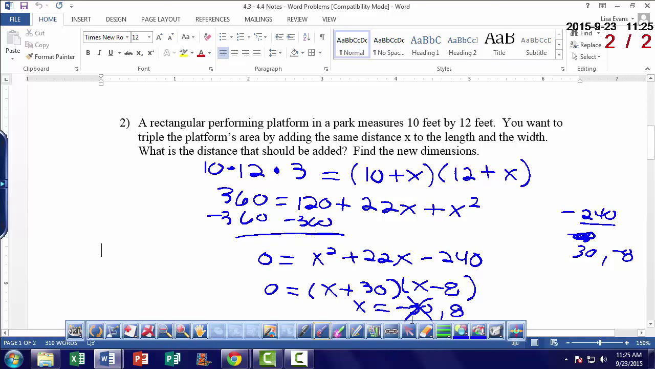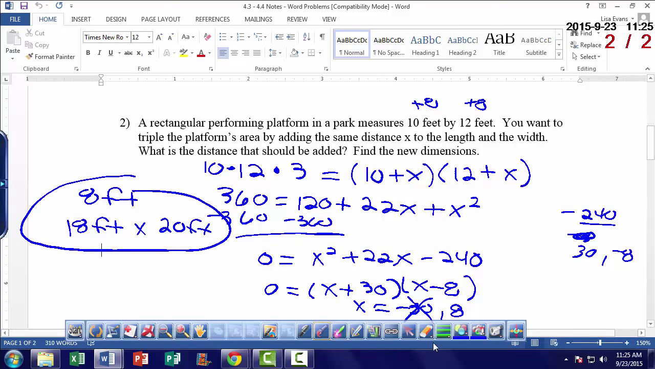We can't have a negative dimension being added. So again, it says what's the distance that should be added. We're still talking feet. Should be added 8 feet. And what's the new dimensions? 18 feet by 20 feet. How did I get that? I took 8 and I added it onto my 10 and I added it onto my 12.